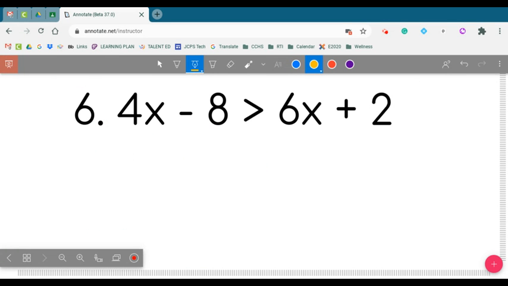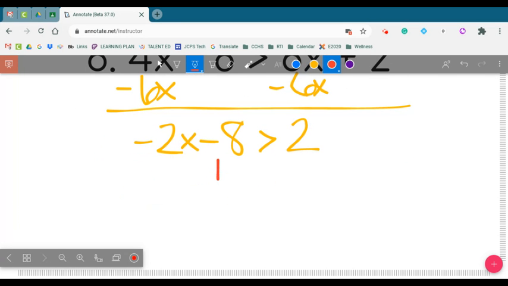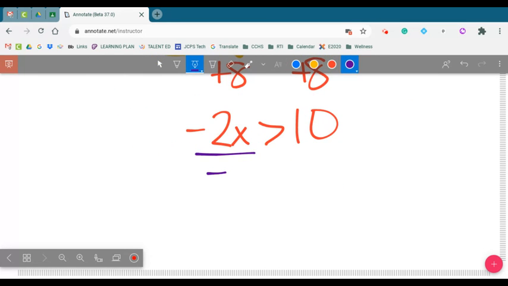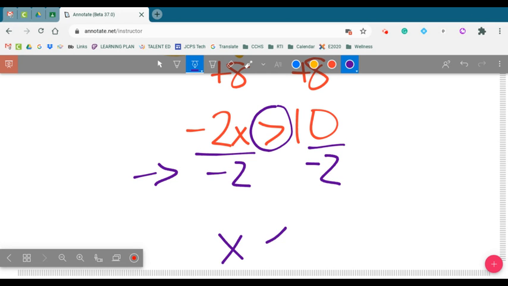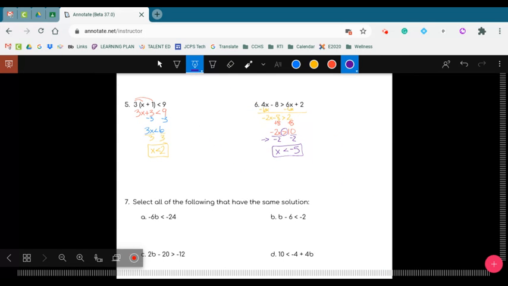Okay, number 6, we need to move our variable over first. So we're going to subtract 6x. If you added 8 over 2, that would be okay. You get negative 2x minus 8 is greater than 2. Next step is to add 8 to both sides. You get negative 2x is greater than 10. And then our last step is to divide both sides by that negative number. Since I'm dividing by this negative number, I need to flip my inequality. So I'm going to go from greater than to less than. 10 divided by negative 2 is going to give you negative 5. And that is my answer. And like I said, tomorrow we'll work on graphing.